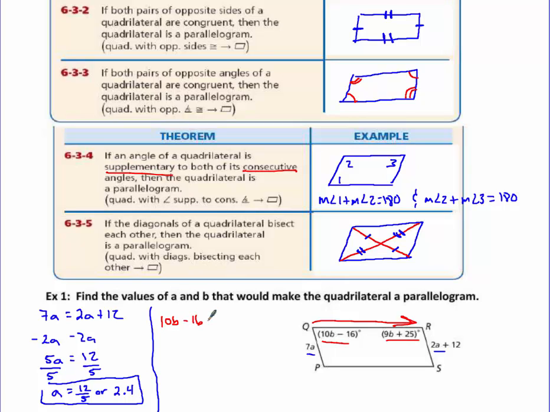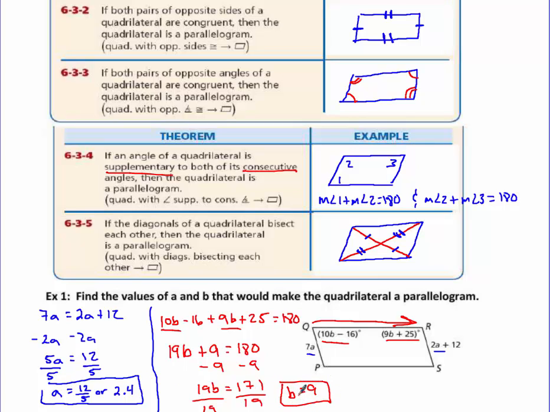So 10B minus 16 plus 9B plus 25 has to equal 180 degrees. So we're going to combine like terms. So I know my b's look like 6's, but y'all should be used to that by now. 19B plus 9 equals 180, minus 9, and I have 19B equals 171. Divide both sides by 19, and I'm going to get that B equals 9. So there's my A and my B. That's what they'd have to equal for this shape to be a parallelogram.